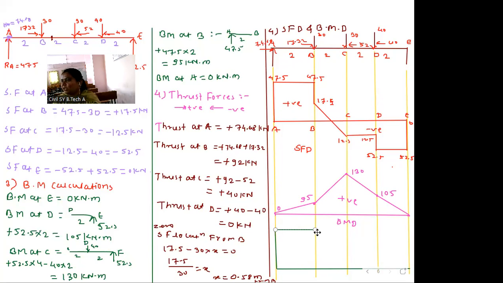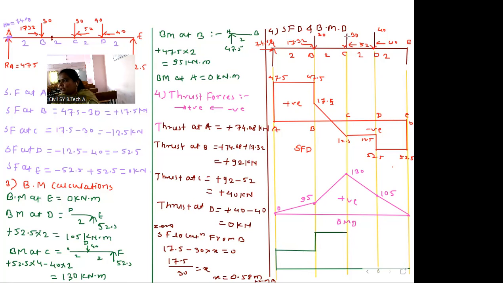After that, thrust at B is 92. We will draw here 74.68 up to this point only. After that, up to this it is constant, because there is no force in between A to B. After that, thrust at B is 92. So that means it will go upward again. Okay. So after that, in between B to C, there is no force. So it will be constant.